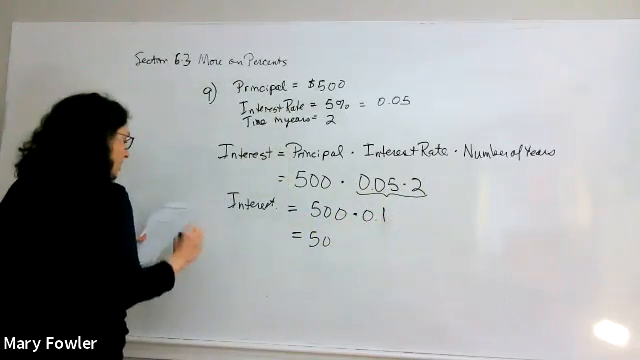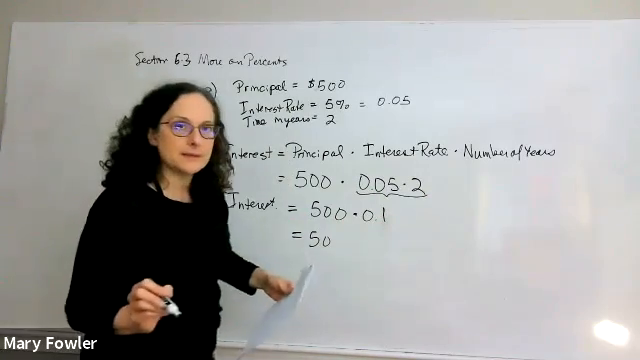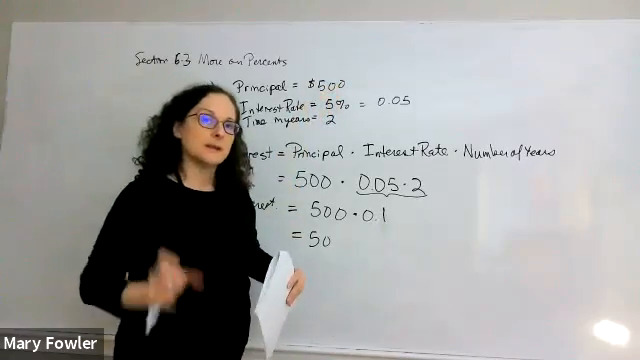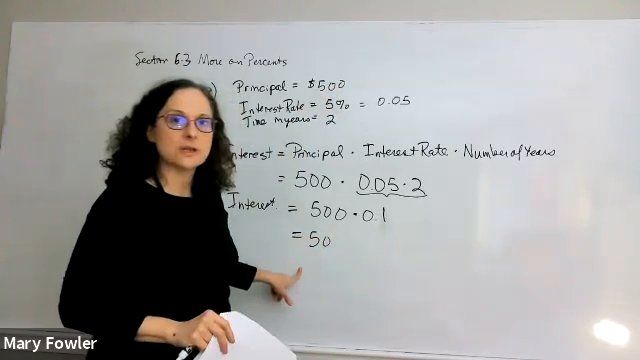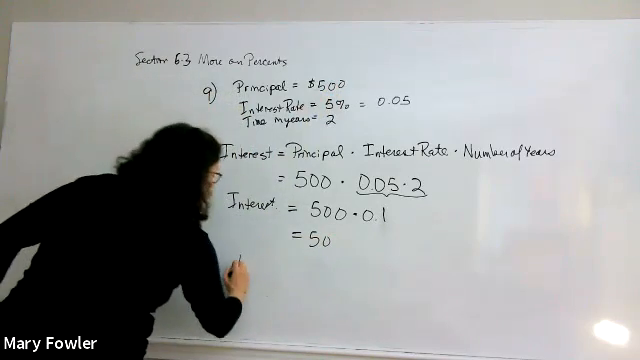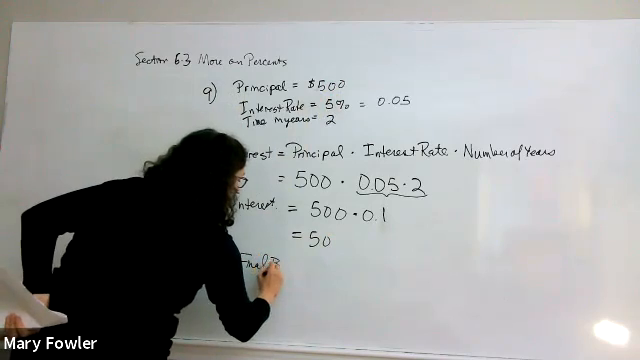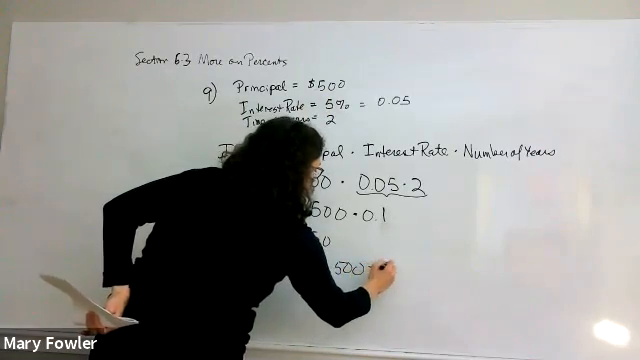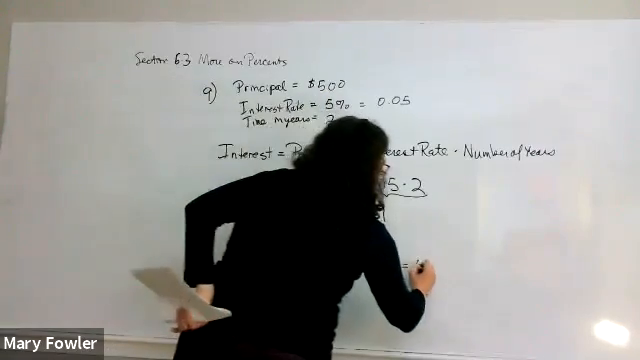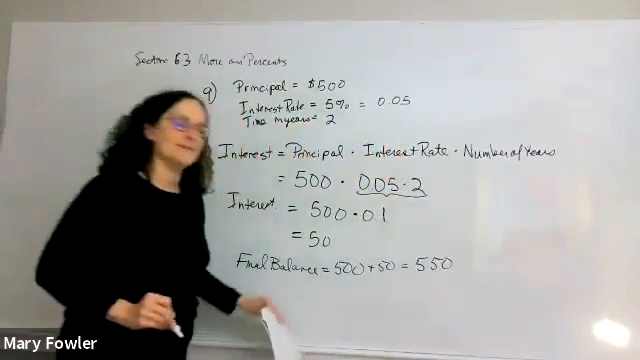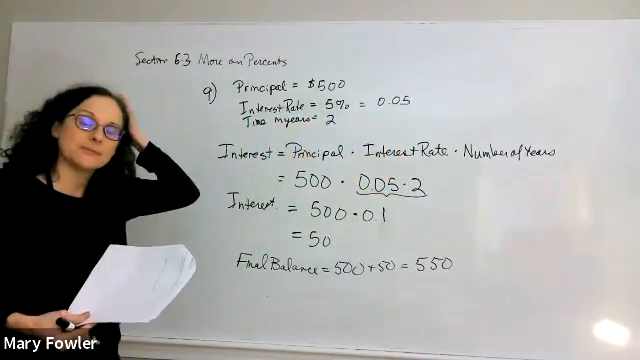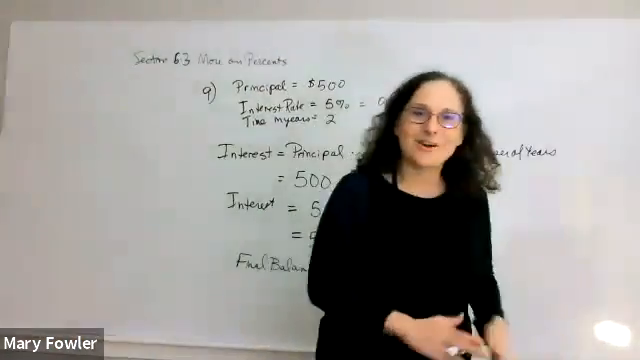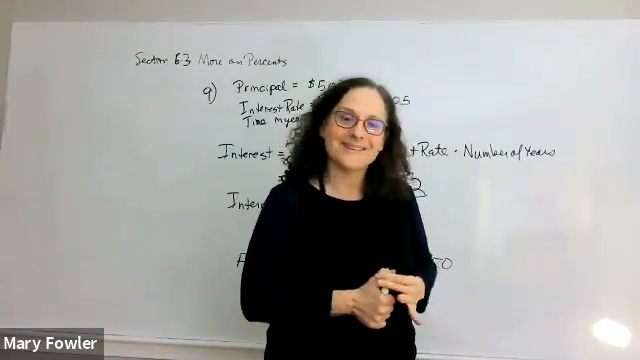Okay, so what is the final balance I'm going to have is the original $500, and then I'm going to add to it the $50 of interest that I earned. So my final balance is equal to 500 plus 50. And that's 550. All right, so you also have another problem like that, number 10. Give that a shot. And that's all we have for this worksheet, and I'll see you in class.